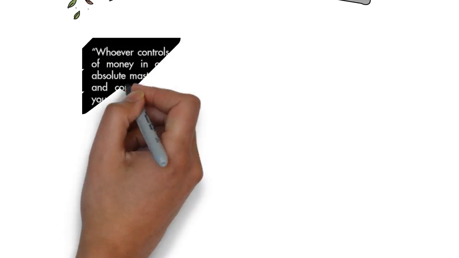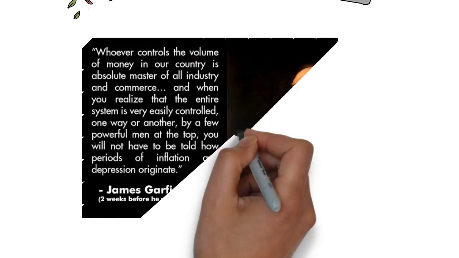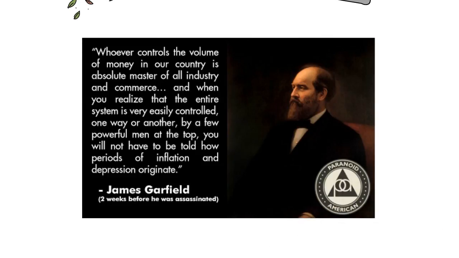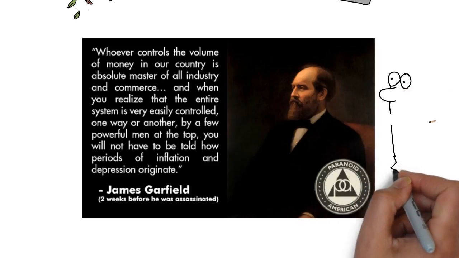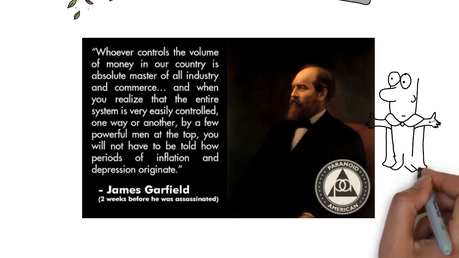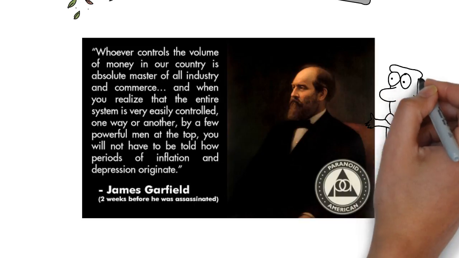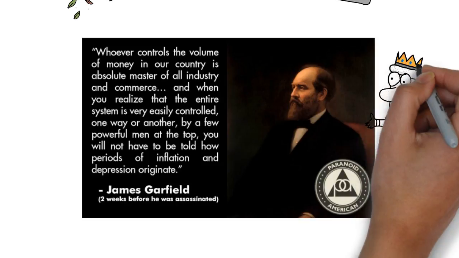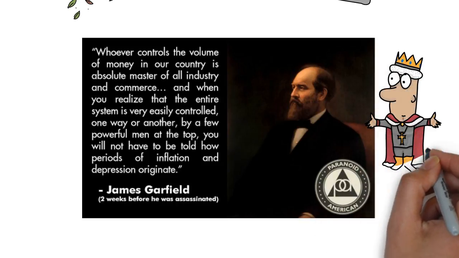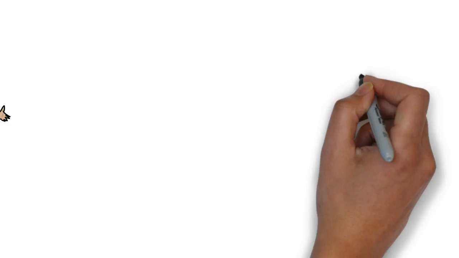Now, to give you an idea of the public's opinion of central banking when people knew what central banking was, here's a few examples. In 1881, the President of the United States, James Garfield, says, "Whoever controls the volume of money in any country is the absolute master of all industry and commerce. When you realize that the entire system is as easily controlled, one way or the other, by a few powerful men at the top, you will not be told of how periods of inflation and depression originate."